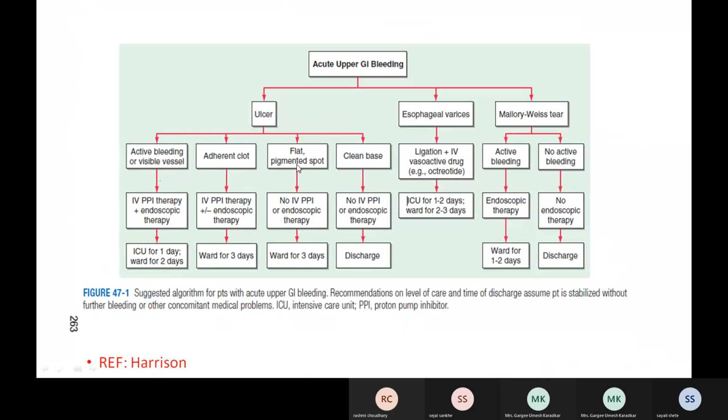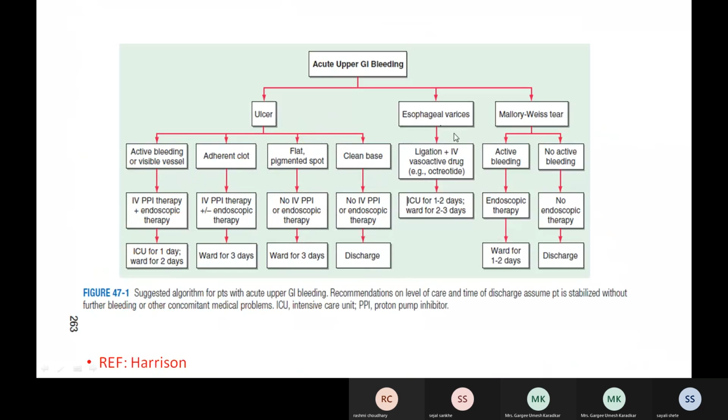Thirdly, if there is a flat pigmented spot, then IV PPI is given, endoscopic therapy is not required, and the patient is just admitted to the ward. If there is a clean base, that means it is not a severe ulcer, and the patient would be discharged.